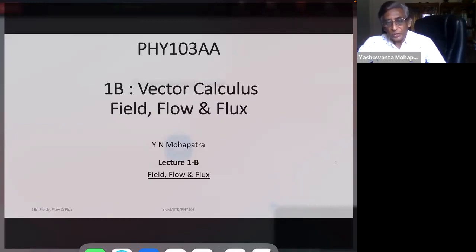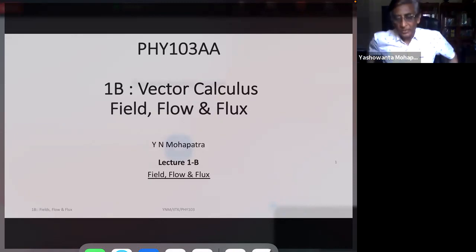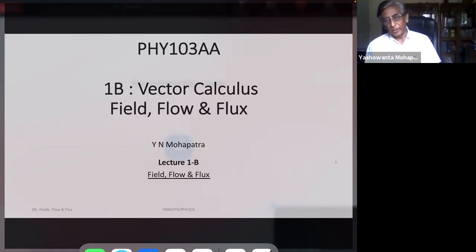This is our second lecture, which I call 1B. Last time we had only an introduction. Now we will be really diving into the details of the course. First, mathematical preliminaries: vector calculus.